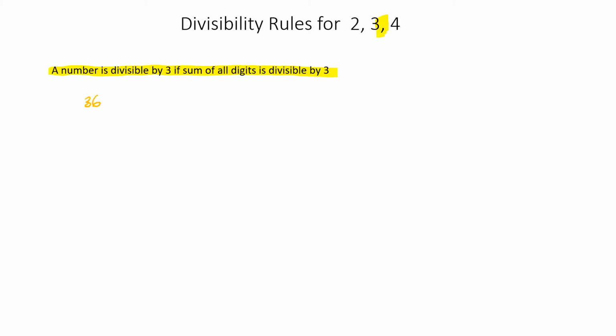Now, in this case, we have to see whether the sum of all digits is also divisible by 3. So let's do that. This leads us to 3 plus 6, which is 9. And let's check if it's divisible by 3. So we'll divide it by 3, and 9 divided by 3 is 3. So we know that that is divisible by 3 because it leaves us no remainder. So this number right here is divisible by 3.